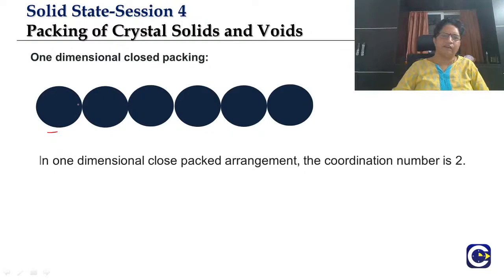If I take a middle one, not the end one, it will always have a coordination number of 2, the nearest neighbors. The one in the middle will have one neighbor on either side. The coordination number is 2.